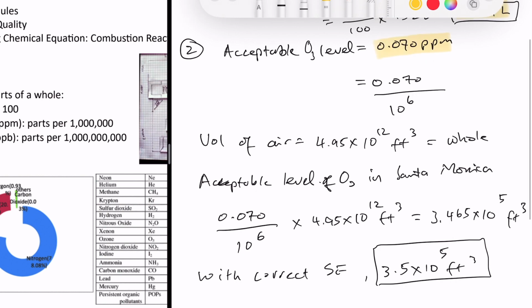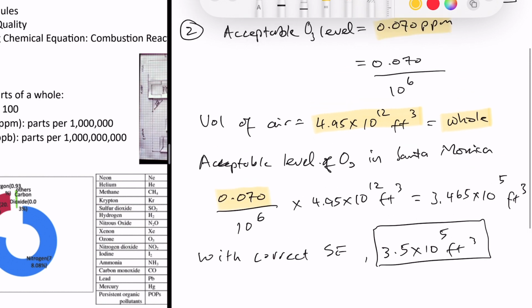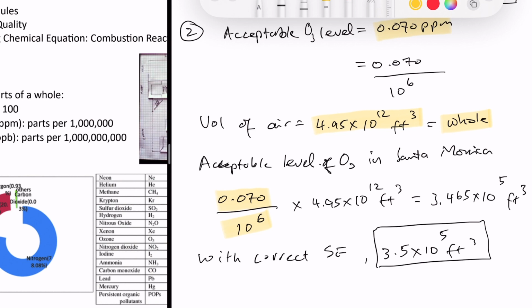We were told that the volume of air above Santa Monica is this much. So that would be your whole. And the ozone quantity is only 0.07. Do the calculation as follows. You will take 0.07 ppm, which is the same as 0.07 out of a million, or 10 to the 6, and then multiply that by 4.95 times 10 to the 12, and the answer you get would be 3.465 times 10 to the 5th. The unit is going to be the same. In this case, it's just cubic feet. That's the amount of ozone that you're allowed to have.